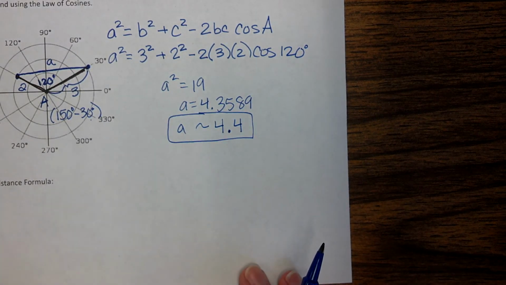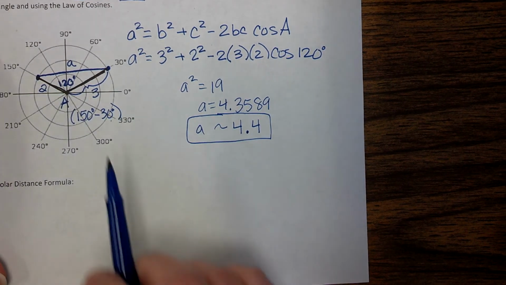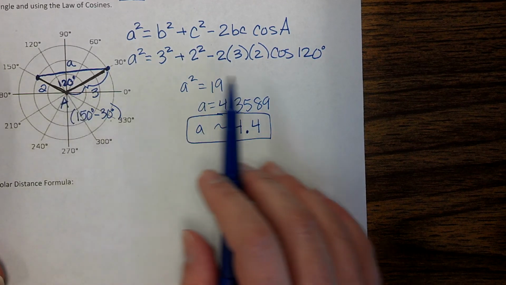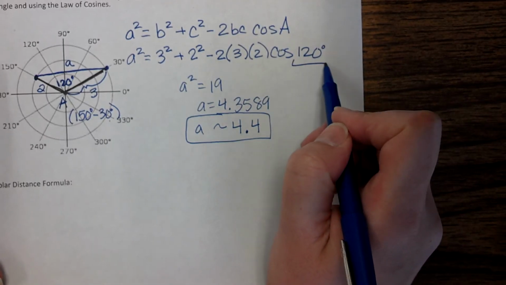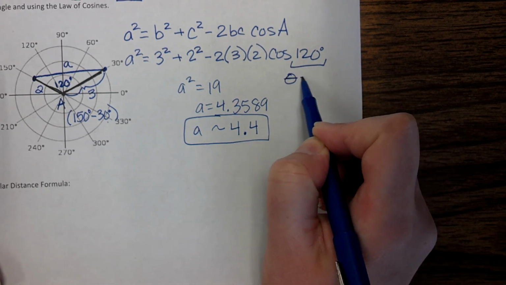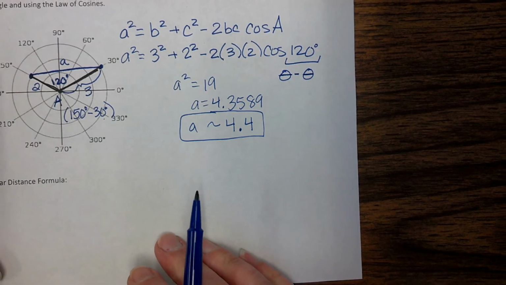Okay, now for the distance formula that we're going to use, we're not going to want to draw a triangle every time. So we don't need to do that. All we really need to know is that to get this 120 degrees, I took the angle that was given and subtracted it from the other angle. So that's all we really need to do.